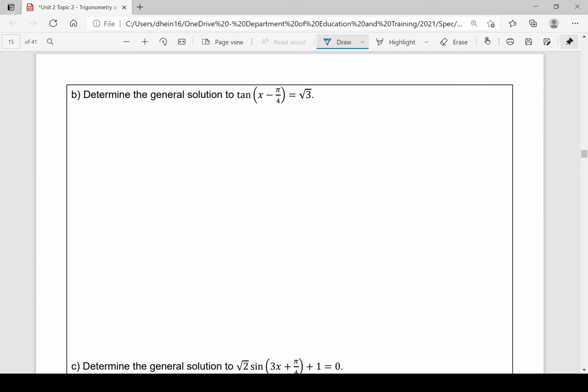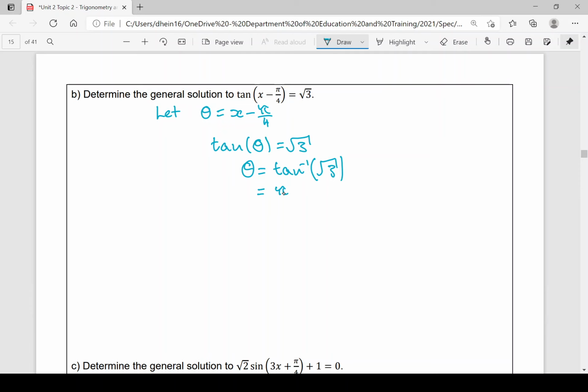Okay, so what about the general solution to tan of x minus pi on 4 is equal to square root of 3? So what we're first going to do is a variable transformation. Let theta equal x minus pi on 4. That's just going to help us clean up our initial equation, and then we can substitute it back in later. So tan of theta equals root 3, which means theta is going to be the inverse tan of root 3, which is going to be pi on 3, and pi plus pi on 3.